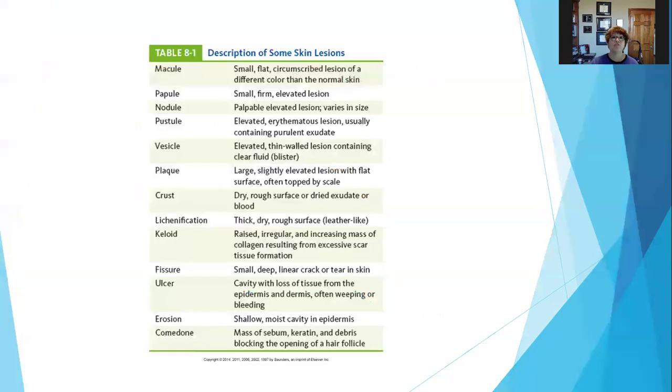All those different lesions, there is a table in the book that describes each individual lesion. Take a look at that table and know how to describe different lesions. And as we talk about the different disorders and infections, we'll talk about what lesions are associated with them. And I'll tell you why a PTA needs to know that.